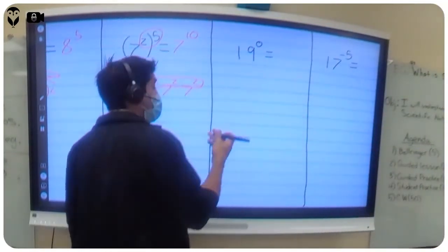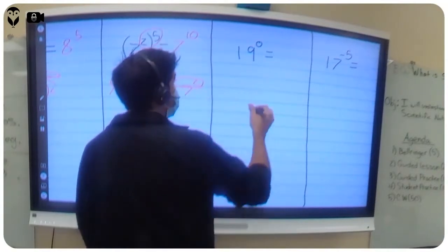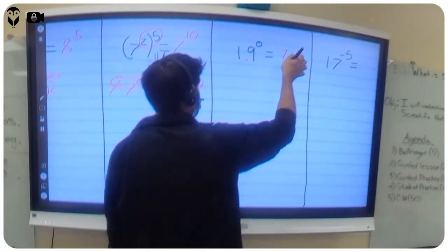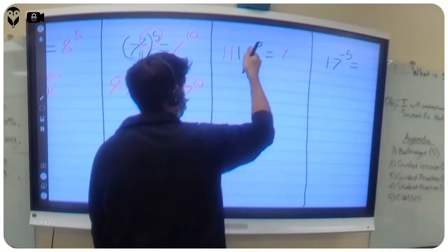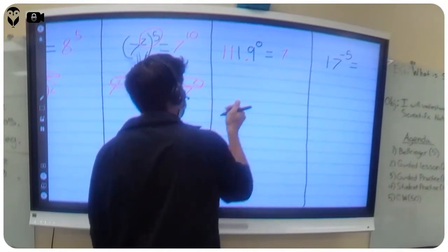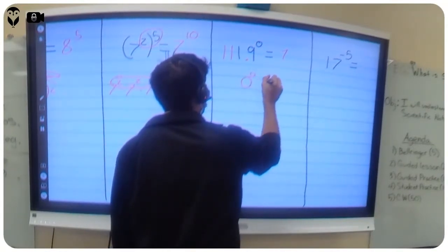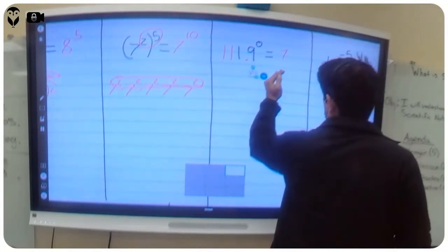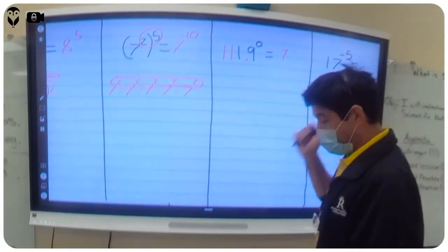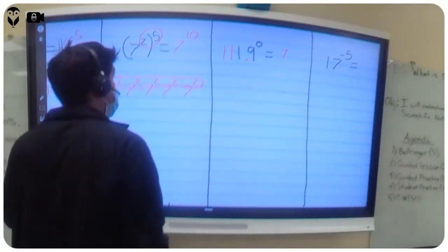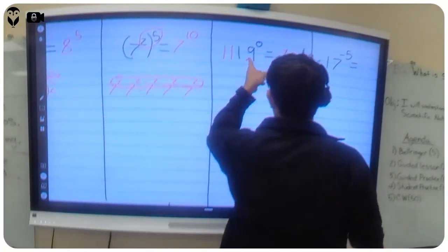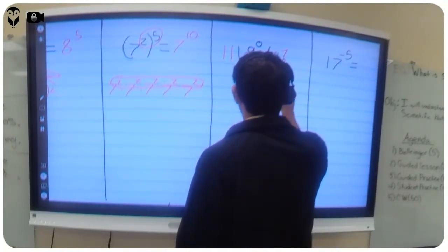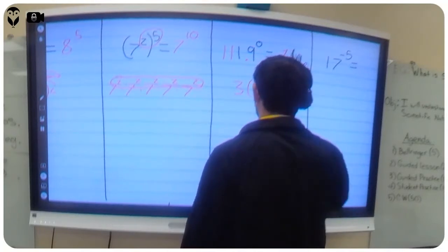All right. Okay, this one. Any number to the power of 0, except for 0, equals 1. So 19 to the power of 0 equals 1. What about 1.9? Also equals 1. What about 11.9? Also equals 1. What about 111.9? That also equals 1. The only exception is 0. Any number in the entire world is going to give you 1 as long as it's not 0. So if I did 3 times 5 to the power of 0, the answer is 3, because this is 3 times 1.